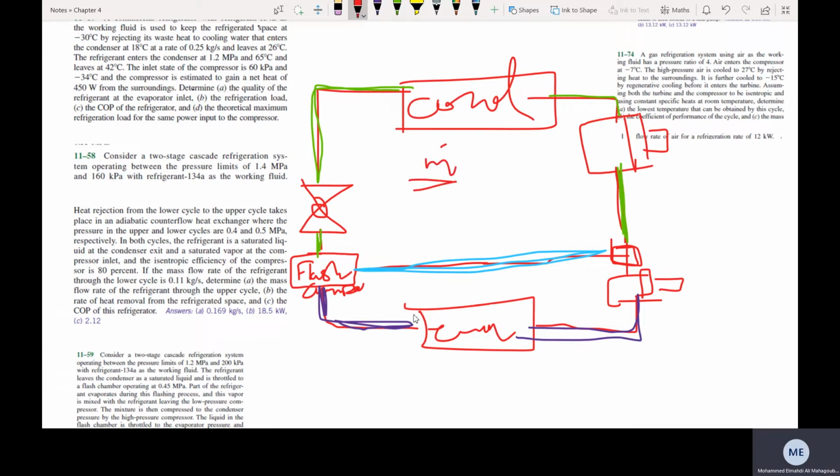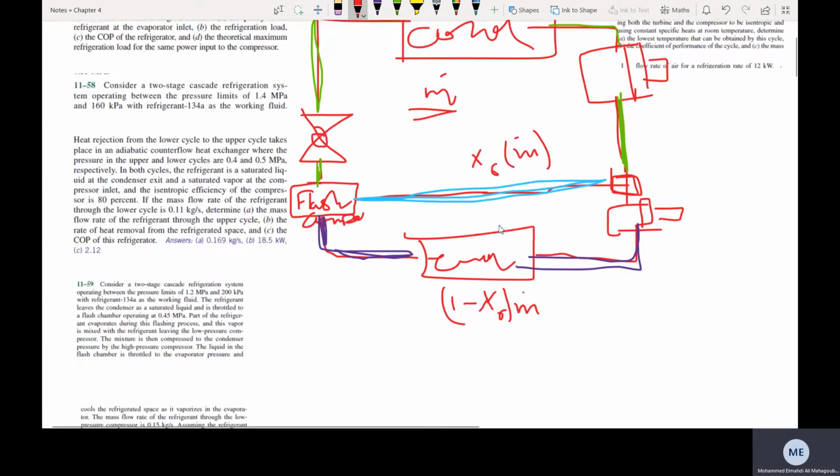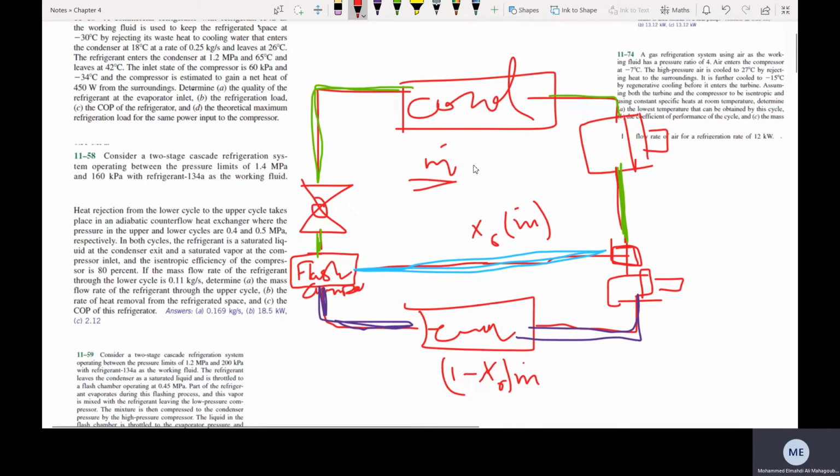And these two extracts are always going to be the same. If you want to memorize this information, memorize it. This is going to be x6, and this is going to be 1 minus x6 of that flow rate. So this is 1 minus x6 multiplied by m dot, and this is x6 multiplied by m dot. Why is that? Because let us do the TS diagram of the cycle, to follow it closely.